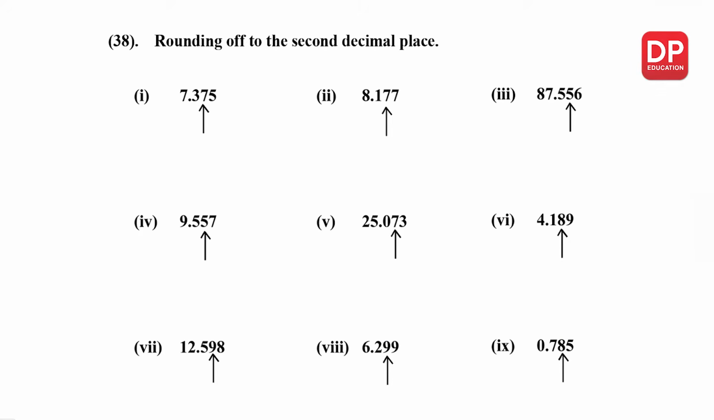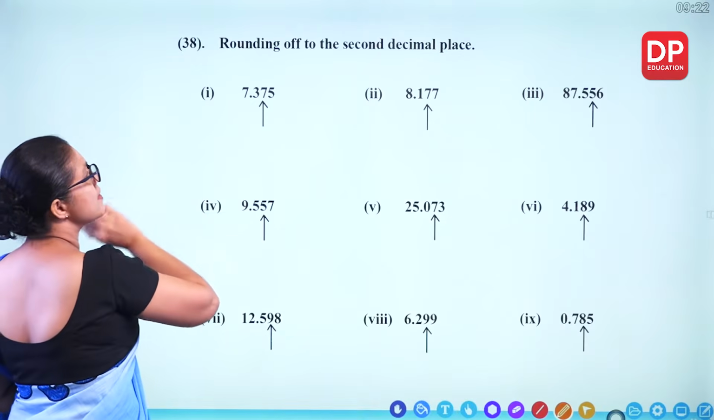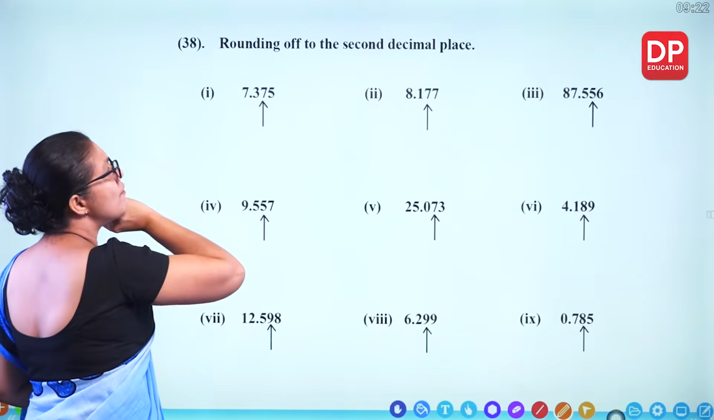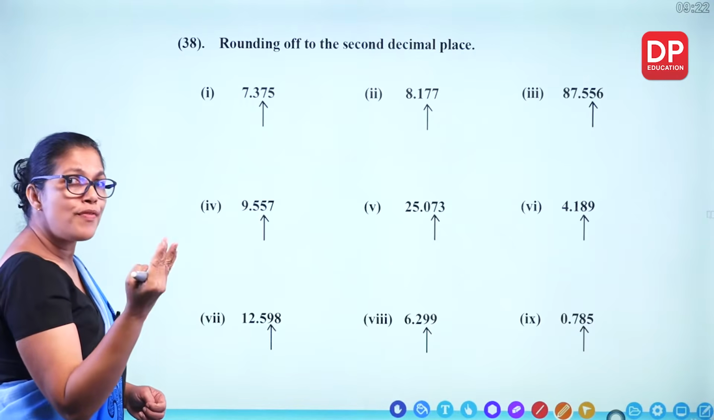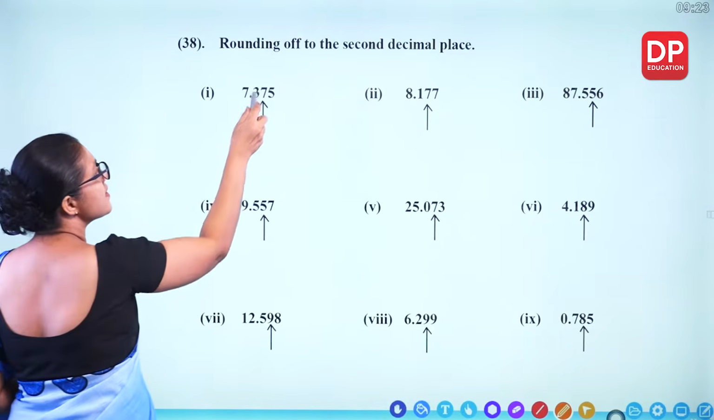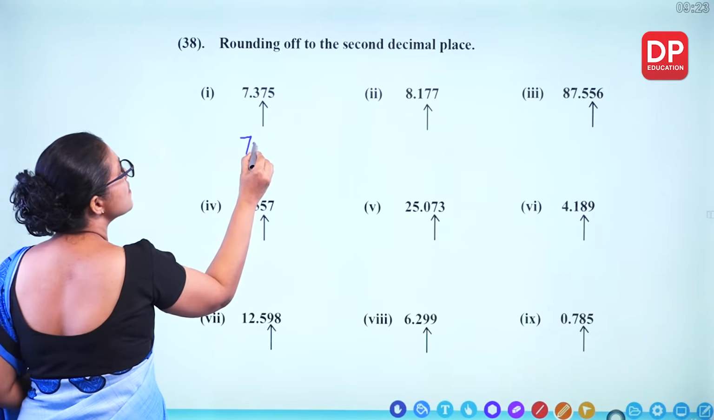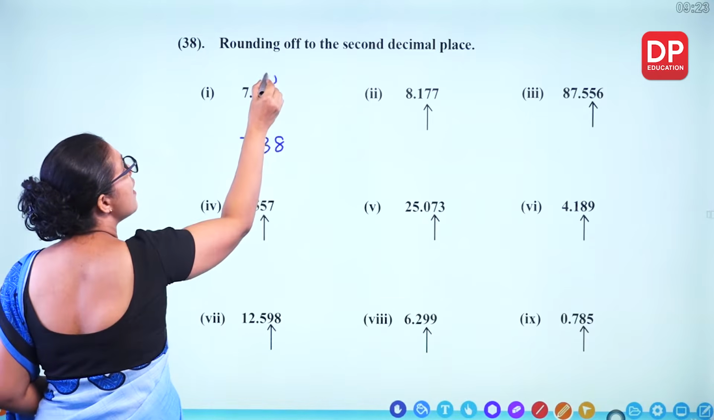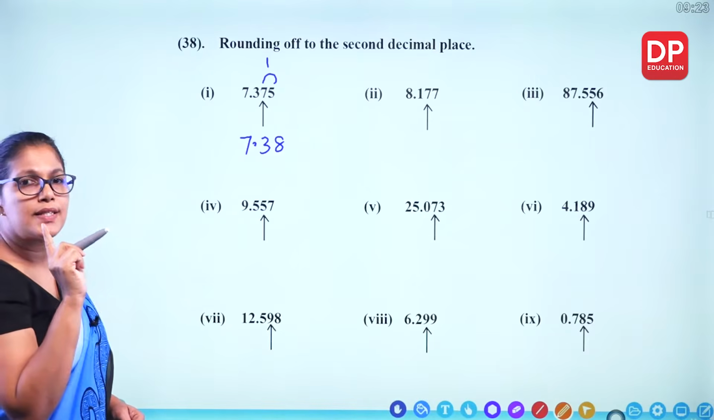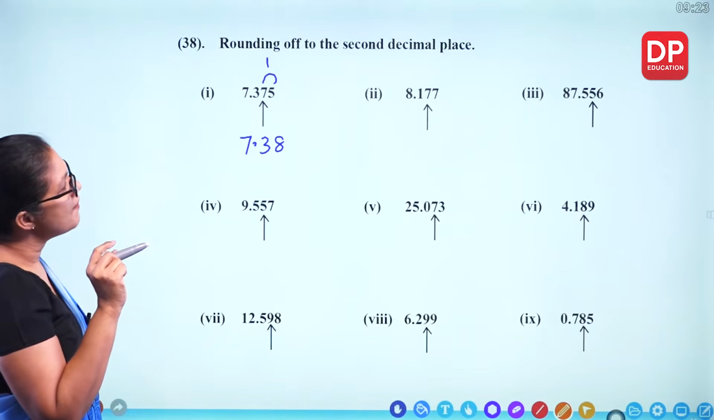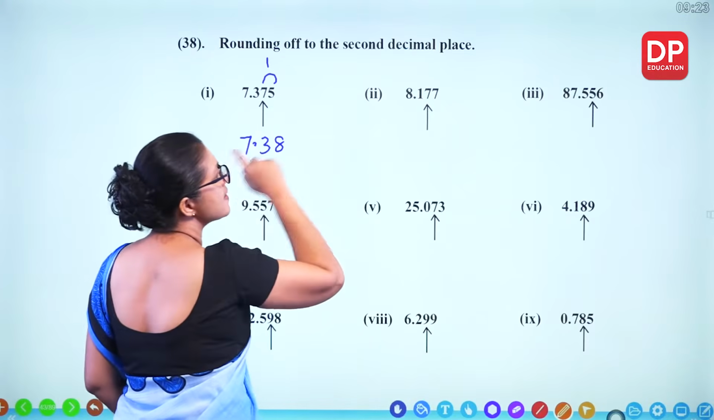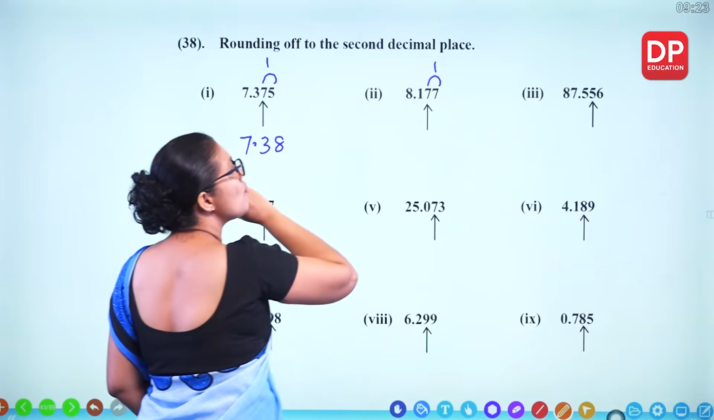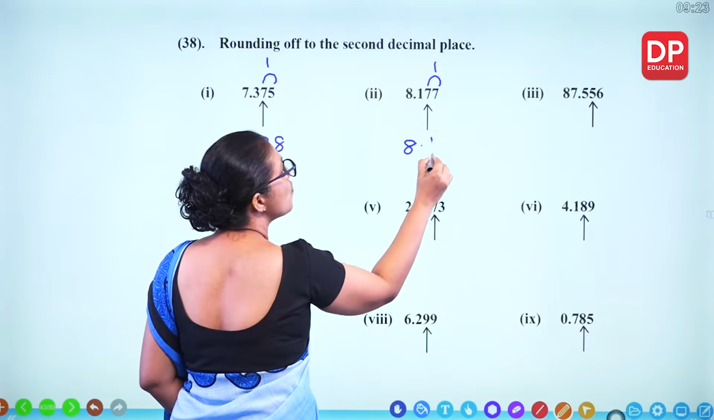Rounding off to the second decimal place. So this is the second decimal place. So what do you do? We look at the next digit. 5. If it is 5 or more than 5, you add 1 to the previous number. So when you are rounding, this becomes 7.38. We are adding 1 to the previous digit. 8.177. This is the second decimal place. What's the next number? 7. That's more than 5. We are adding 1 to that. 8.18.